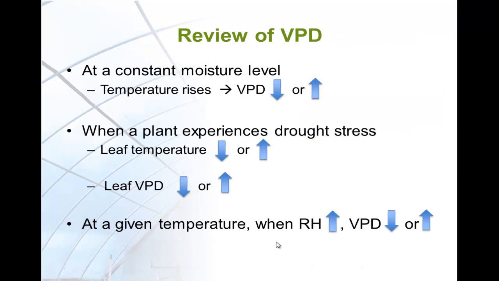Let's review what we have learned about VPD. First question: at a constant moisture level, when temperature rises, does VPD decrease or increase? At a constant moisture level, when temperature rises, the air's water holding capacity increases, and that presents a larger vacuum force to help water molecules move from the leaves to the air. Thus, VPD increases.